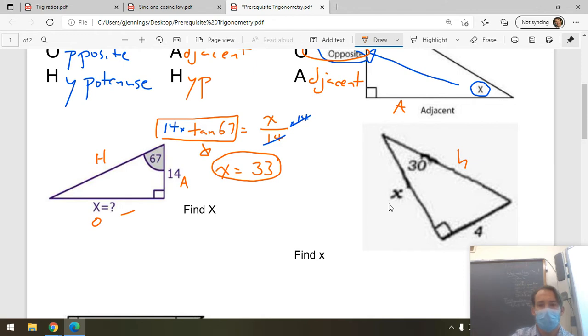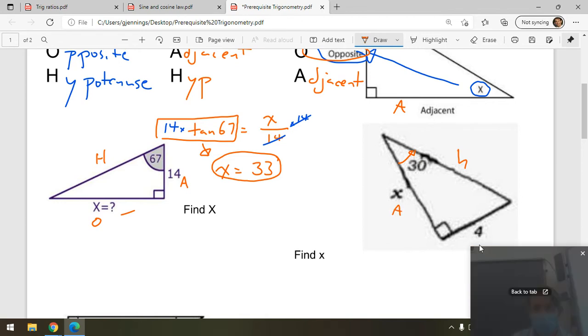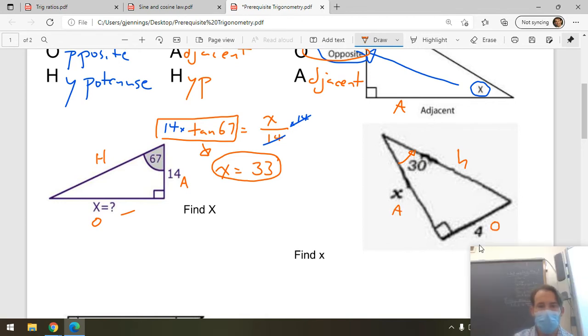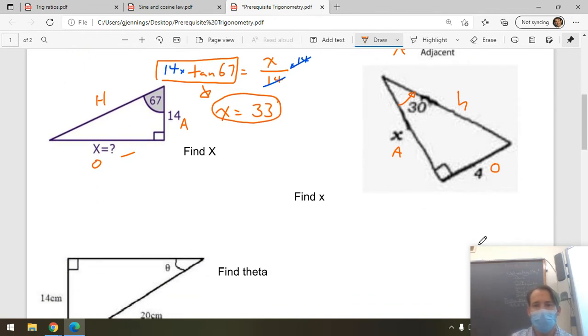So here's my known angle right here. I know that's a 30-degree angle. Yeah, this is the adjacent. It's touching the angle, so it's adjacent to the angle, just in the same way that Julie sits adjacent to Rylan. We would say that this is the side adjacent to this angle. So this is my A, and my known side is the only other side left over. That's the opposite.